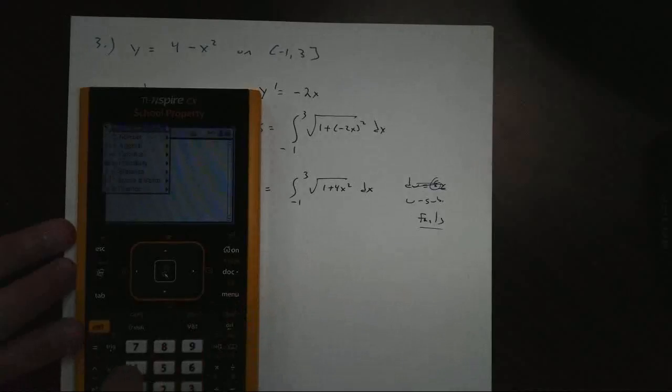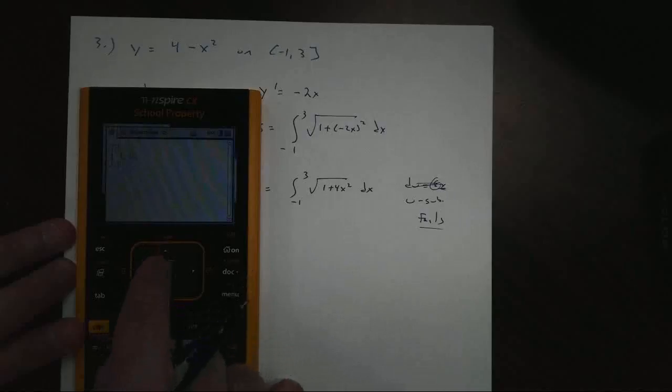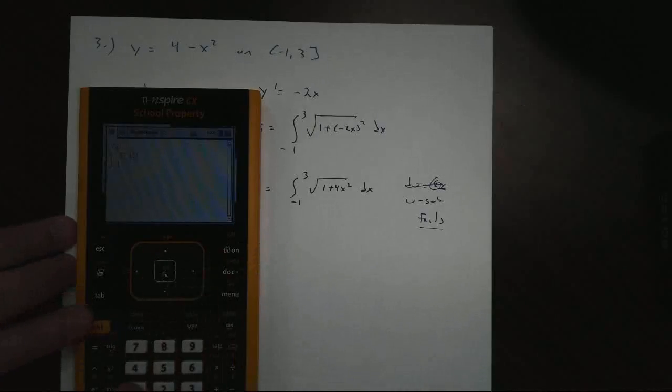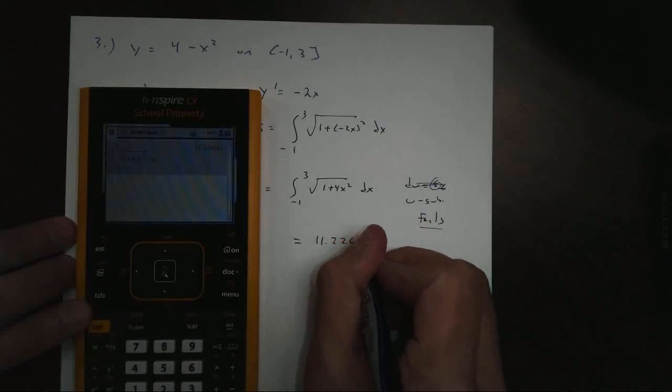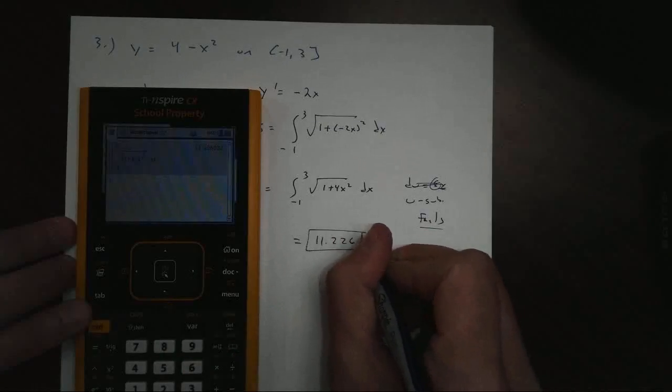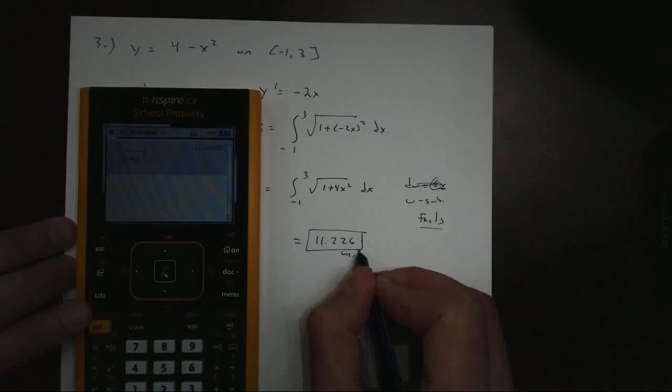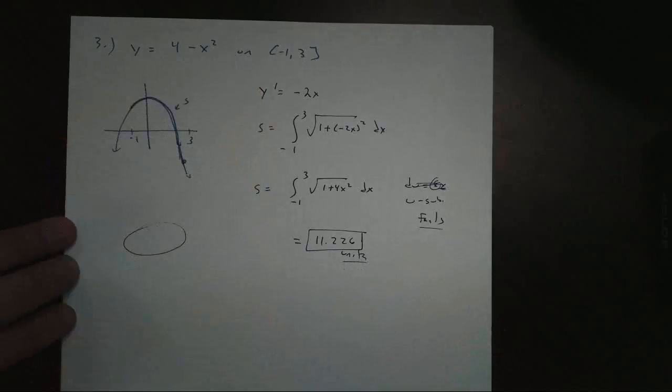So I'm going to use my calculator, Math 4-2. And this is going to go from -1 all the way to 3. And I'm just going to type it in, square root of 1 plus 4x squared dx. I hit enter, and I get 11.226. By the way, just units. If you're looking at just units, not units squared or cubed, something like that, just units.